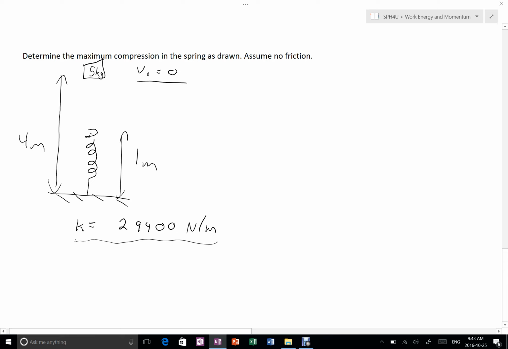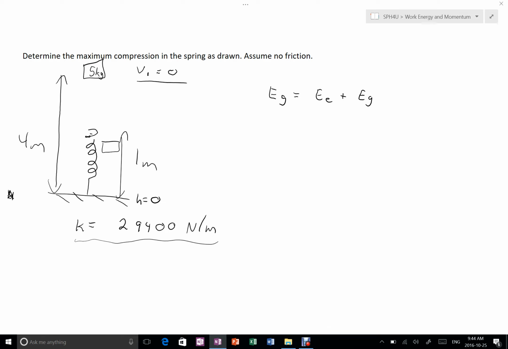And so what I have here is some gravitational potential energy that's going to be converted into elastic potential energy. But I have to be careful here. It's not all getting converted. I'm still going to have some gravitational potential energy when this object reaches its minimum height. So I'm going to use this as my reference point for height for this problem.